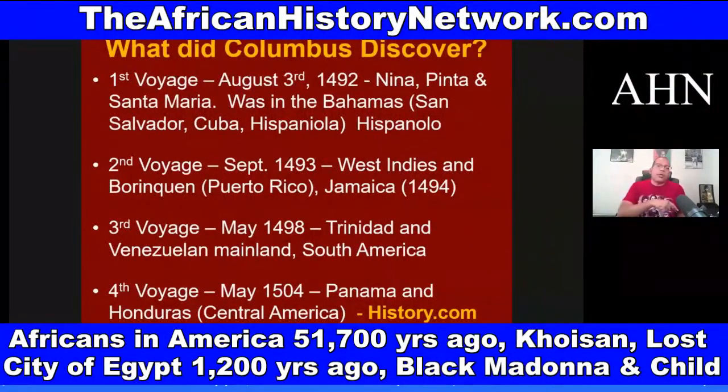The French take over that western third of the island of Hispaniola in 1697 from the Spanish. His second voyage, September 1493, he goes into the West Indies and Puerto Rico, also Jamaica in 1494. Third voyage, May 1498, goes in Trinidad and Venezuelan mainland. Fourth voyage, May 1504, goes into Panama and Honduras in Central America. He never comes to the land that we call the United States of America.